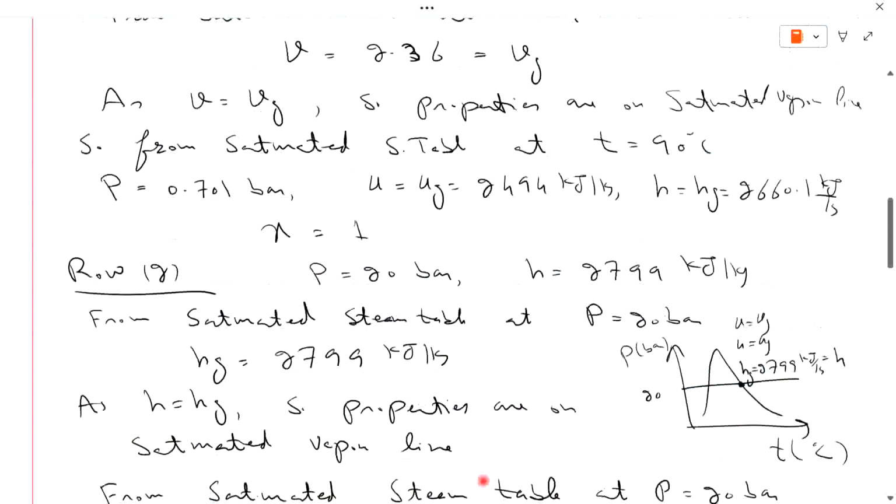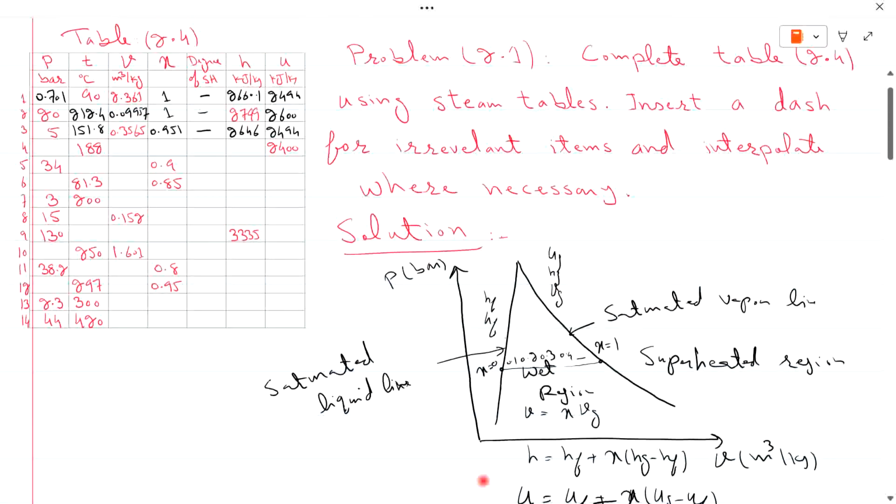So in row number 4, pressure is 12 bar, specific volume is 0.146 meter cube per kg, dryness fraction is 0.895, degree of superheat is not defined in the wet region, and the value of enthalpy is 2575.47.